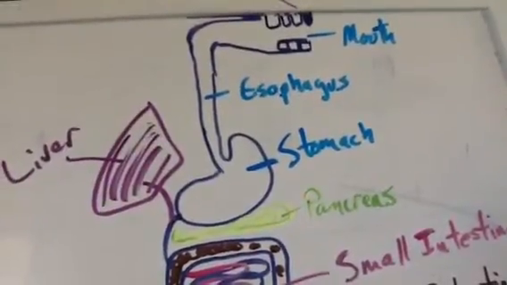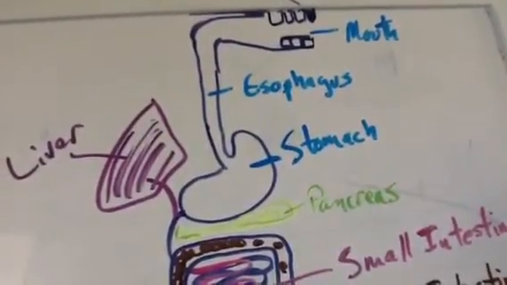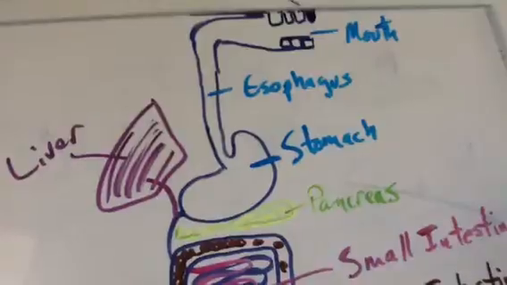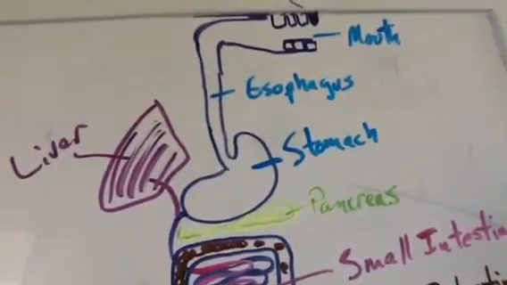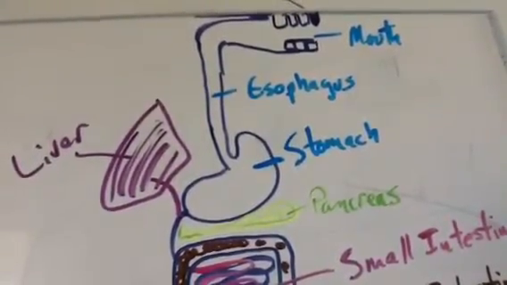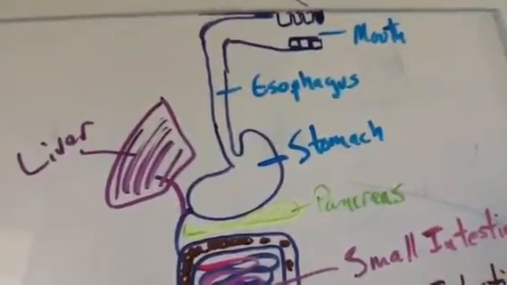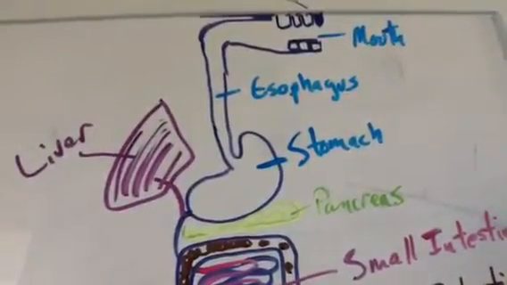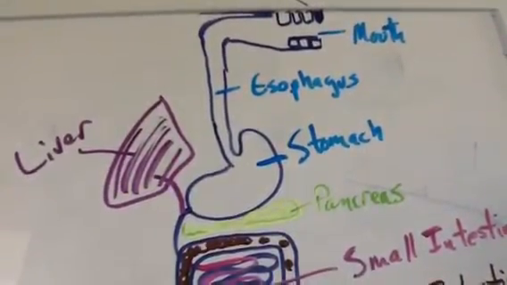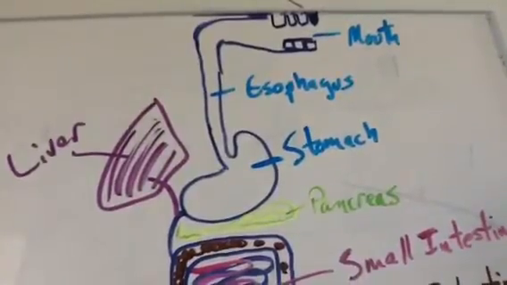Food goes in the mouth. We have teeth and a tongue there that mush up the food and break it into smaller particles. The idea of the first whole half of the digestive system is to get the food broken down to the molecular size so that it can get absorbed into the body. So the mouth chews the food up really well.